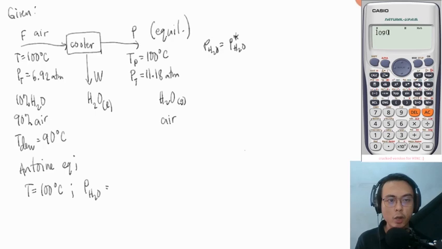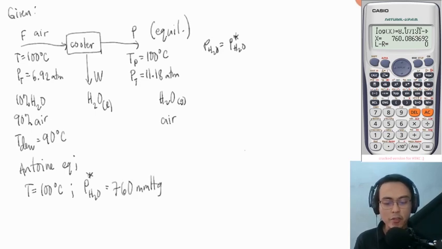So that's log pressure is equal to A, 8.07131, minus B, 1730.63, over C, 233.426 plus temperature, 100 degrees Celsius. Okay, that's 760. So what's next?